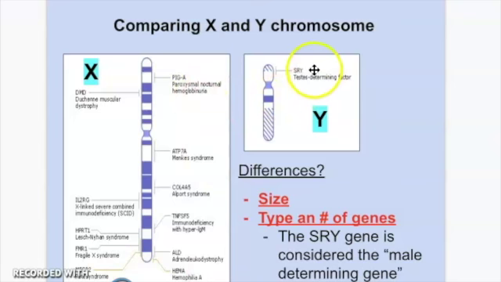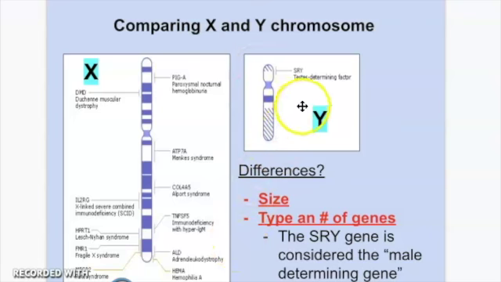What I really want to point out is this right here, this SRY gene that's on the Y chromosome. This SRY gene is considered the male determining gene. This gene is what's going to help a male actually develop into a male, develop those physical characteristics that we associate with males.